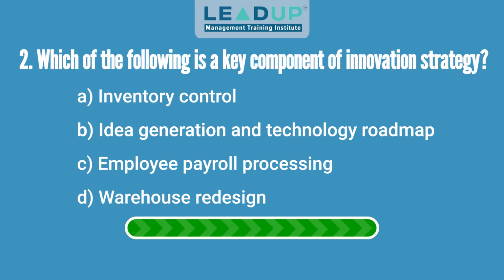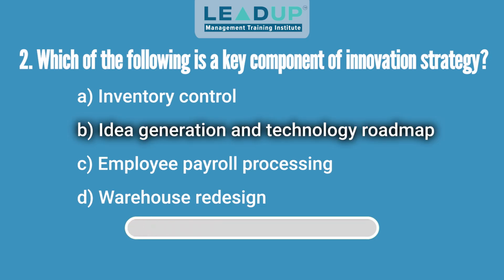Question 2. Which of the following is a key component of innovation strategy? A. Inventory control. B. Idea generation and technology roadmap. C. Employee payroll processing. And D. Warehouse redesign. Answer: idea generation and technology roadmap.